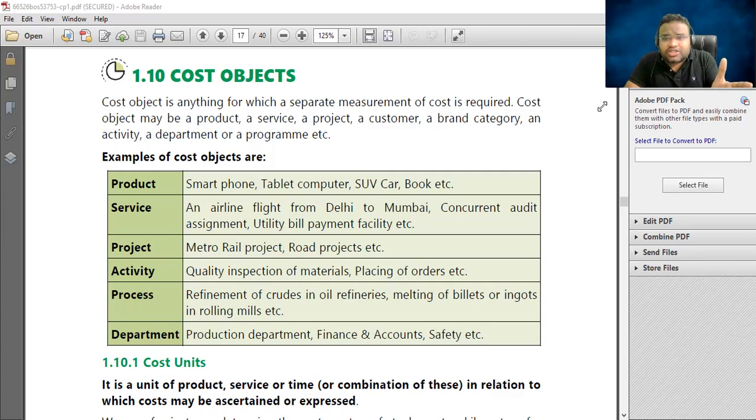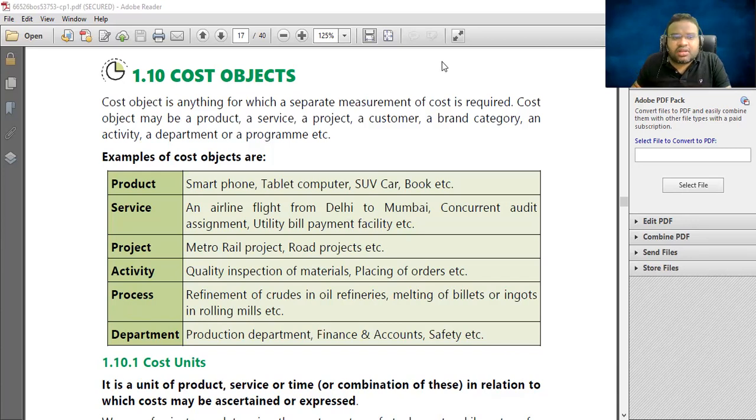Because in activity-based costing, we discuss cost object more. For example, you're doing purchase ordering. Purchase ordering is an activity. If you want to find out the cost of that purchase ordering activity, we call it a cost object. So cost object is something for which separate measurement of cost is required. I'm repeating again, cost objects can be a product, a service, a project, an activity, a process, or a department.